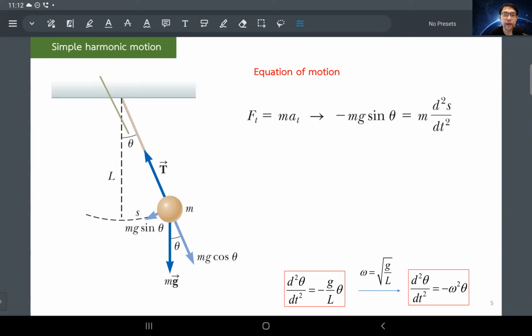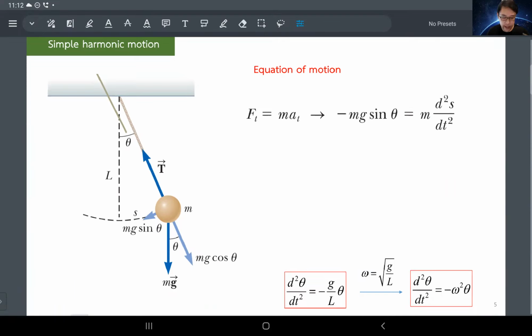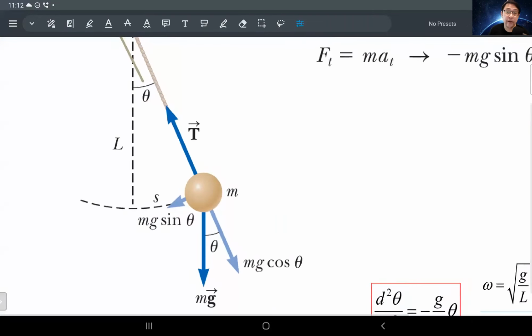What do you think? Now I have a pendulum, a simple pendulum. So what I'm going to show you is, if I would like to start the same thing, I'm going to use Newton's second law, sigma F equal to ma, and try to write down the equation. I should end up with the equation of motion, right?